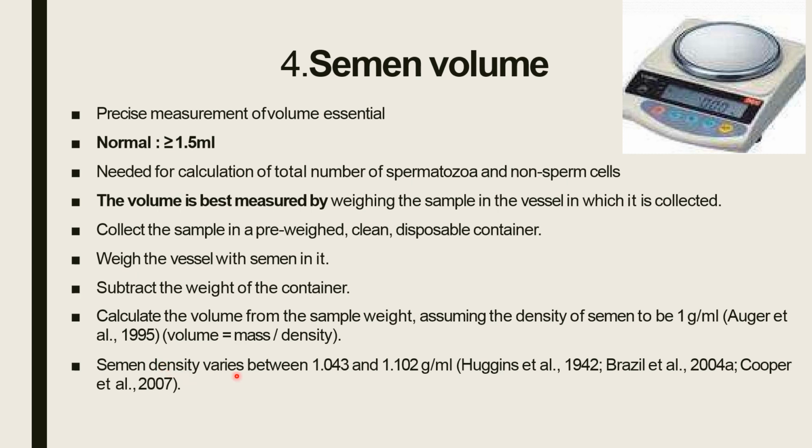And now the density of the semen varies between 1.043 and 1.102 gram per ml. So we keep these values in this formula, that is volume is equal to mass by density. So it is around 1 gram per ml. So there would be the volume.